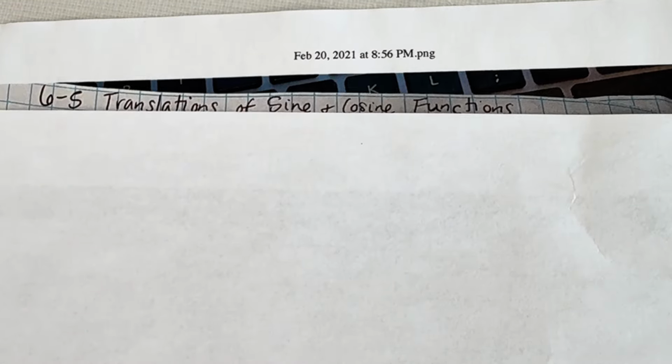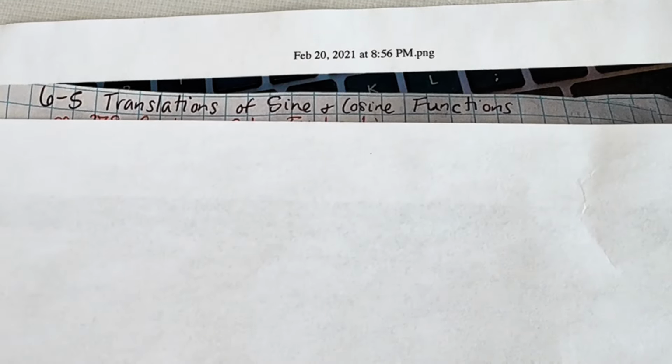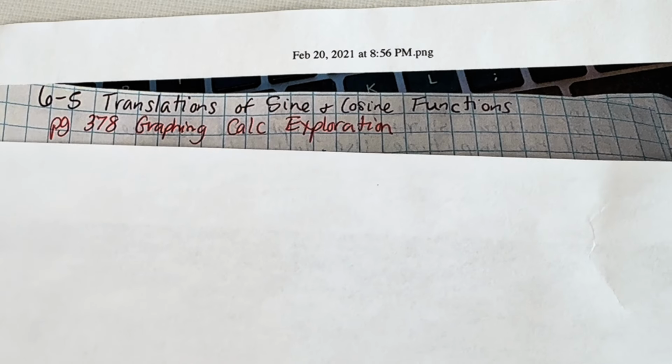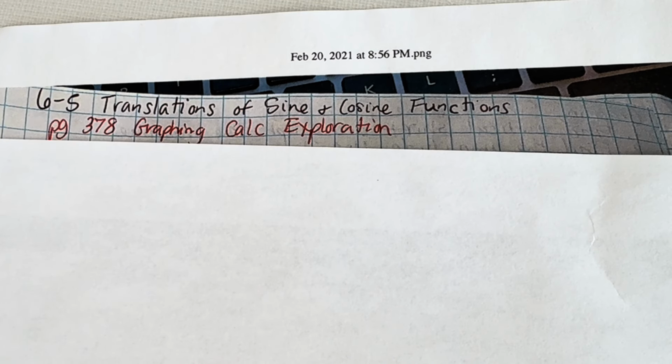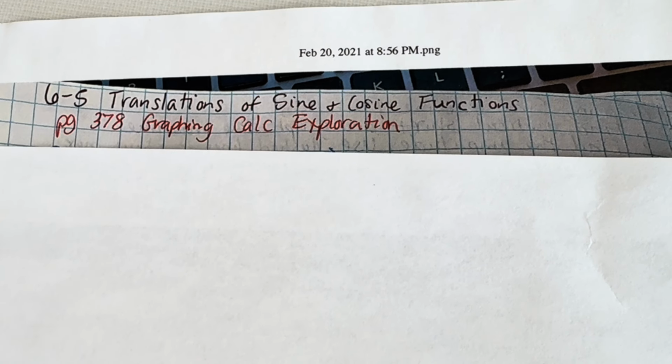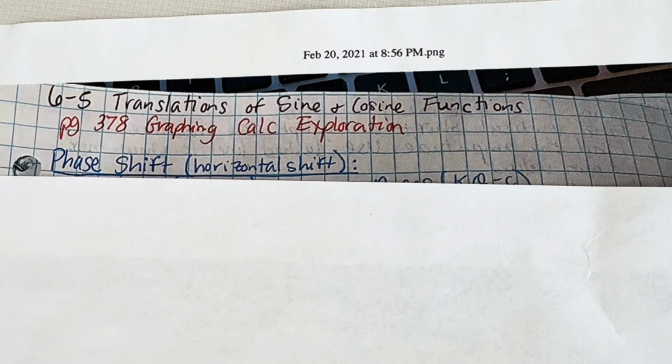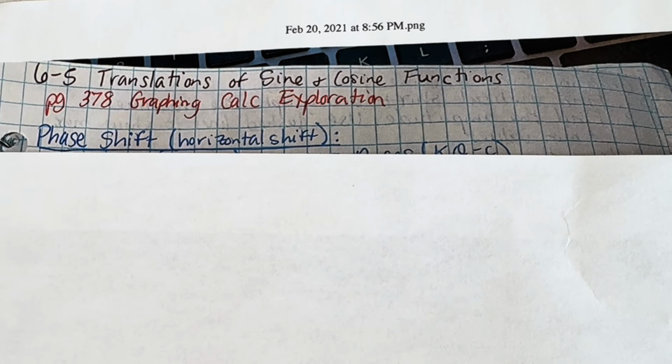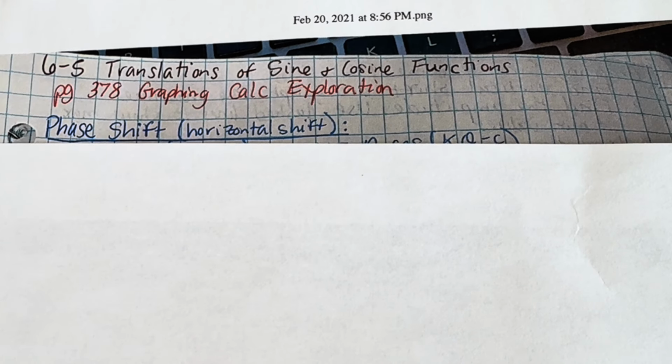All right, this video is on 6.5, which is about translations of sine and cosine functions. So it's going to use some different shifts. If you would like to look at the graphing calculator exploration on page 378, that'll give you an idea of what this looks like, exploring it. But we have two more pieces that you need to know when it comes to graphs of trig functions.